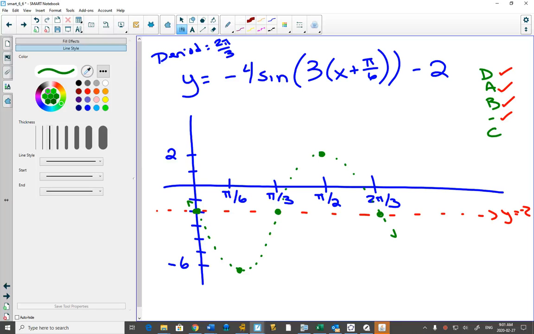Finally, we need to do our phase shift. This time we're going pi over 6 to the left. So I need to make a mark to the left. I know that this distance is pi over 6, so does it make sense that negative pi over 6 would be that same distance to the left? And then we take each of these points and shift in that distance over.